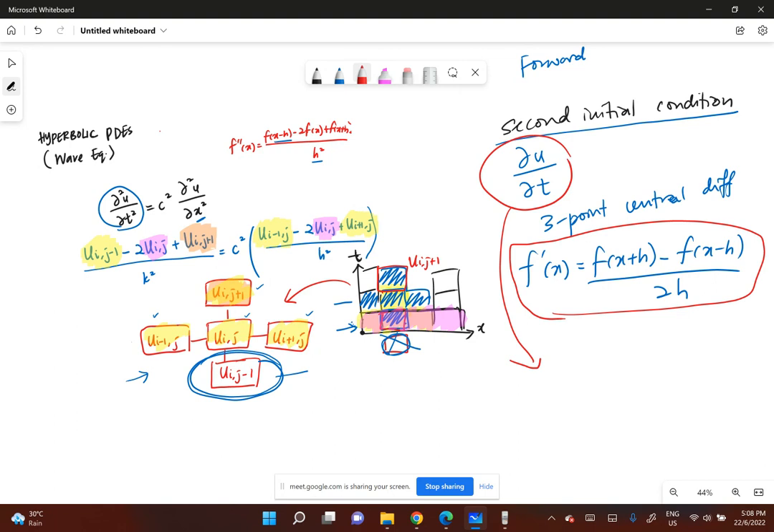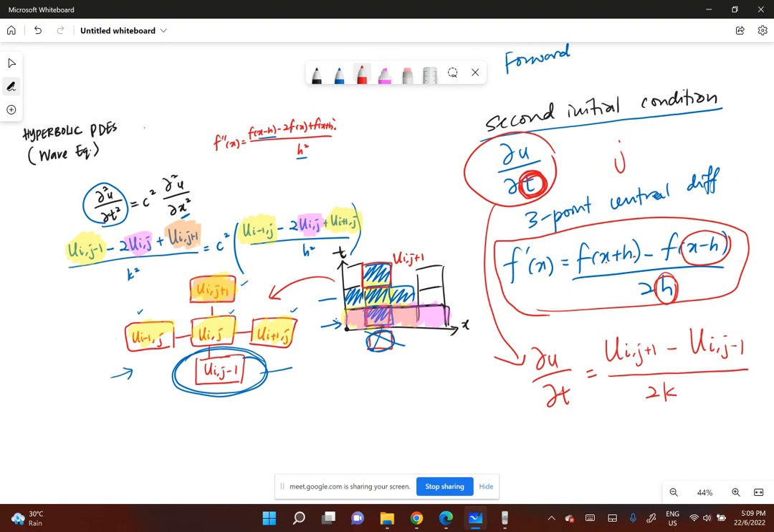So it will become del u del t equal to x plus h, but this one is with respect to t. That means j, so it becomes u i j plus 1 minus u i, x minus h, that means j minus 1, divided by 2k here, because this is k, this is t, it becomes 2k. Okay, so from here we can get u i j minus 1.